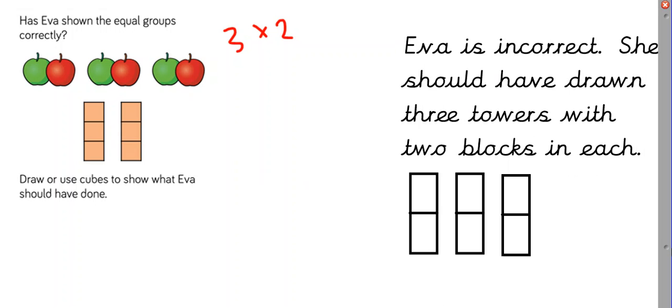Okay, so Eva is incorrect. She should have drawn 3 towers with 2 blocks in each, because then she's got 1, 2, 3 groups, and she's got 1, 2 in each group. So she's got 3 groups of 2, whereas she has drawn 2 groups of 3. Well done if you got that one correct.